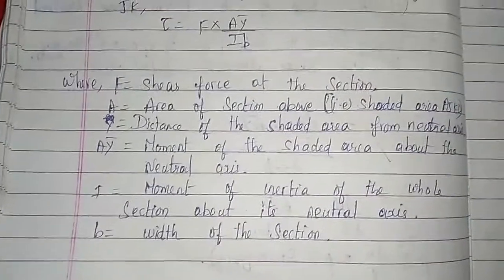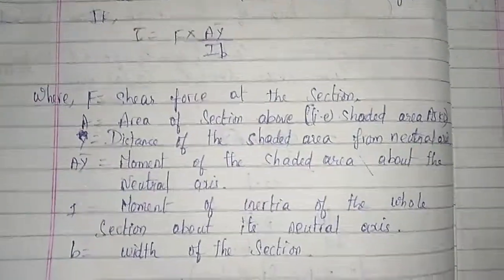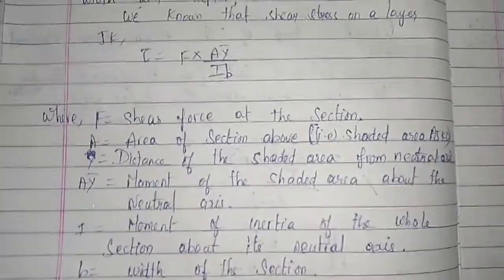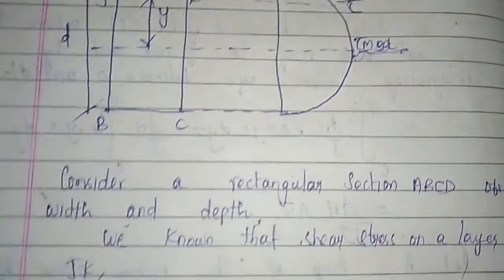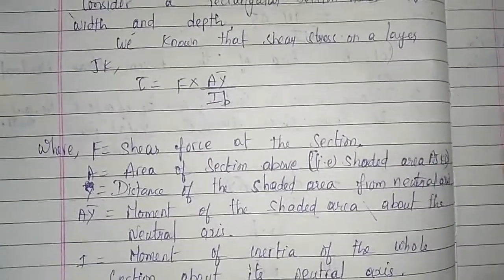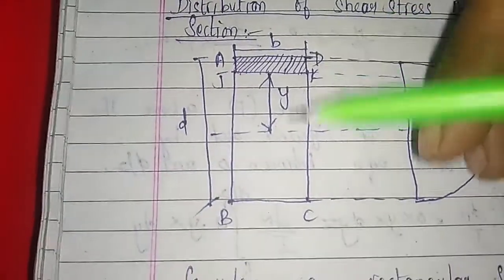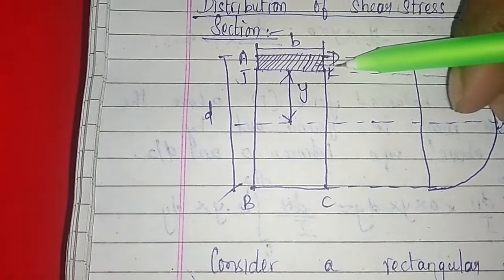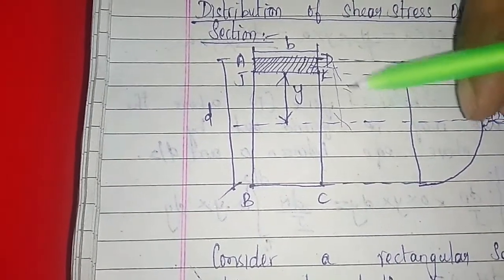Where F is equal to the shear force on the section, A is equal to the area of cross section above, that is the shaded area AJKD. So this area is nothing but the shaded area, that layer AJKD, and your y bar is the distance of the shaded area from the neutral axis. So your y bar is nothing but the distance from the neutral axis to the centroid of the shaded area. So this is your y bar.